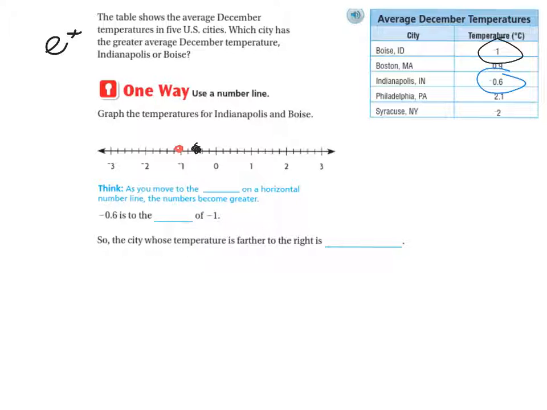So as you move to the right on a number line, the numbers become greater. So negative 0.6 is to the right of negative 1. So the city whose temperature is further to the right is warmer. And so when we're looking at which city has the greater average, it would be the one that we colored in black, which was Indianapolis.